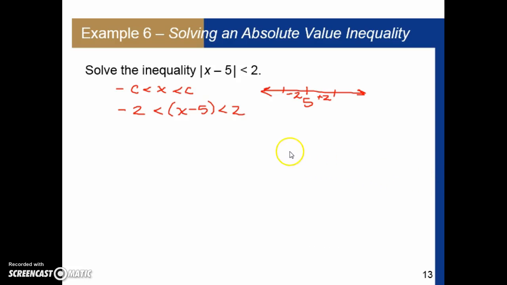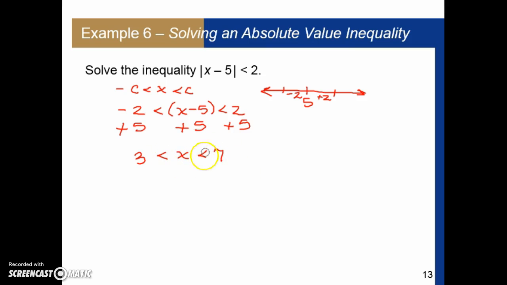Let's continue with our inequality example here. We were just fixing to reduce this inequality. So what I want to do is isolate x. So I'm going to add 5 to this piece, add 5 to this piece, and add 5 to that piece. So what I'm going to get is 3 is less than x is less than 7.